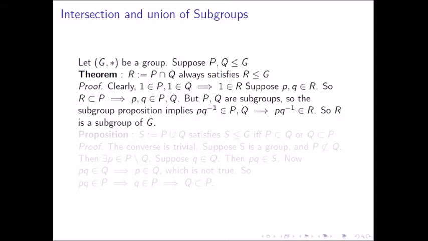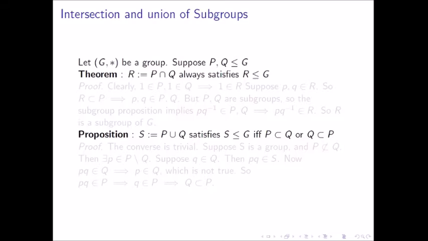So suppose p and q are elements of R. Then as R is a subset of P as well as Q, you get p and q are elements of P as well as Q. But P and Q are subgroups. So our subgroup proposition in the previous slide implies pq inverse is an element of P as well as Q. So pq inverse is in P intersection Q, or R. So by the subgroup proposition, R turns out to be a subgroup of G.